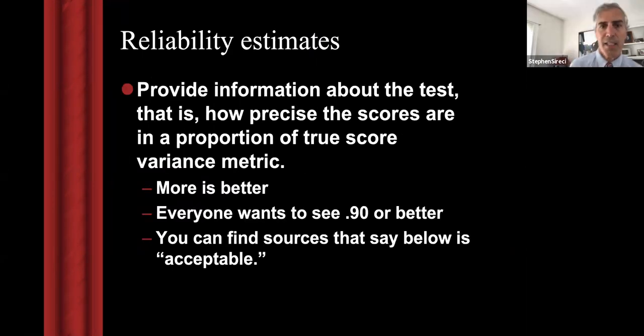So reliability estimates are used to help us evaluate a particular test. If you're a teacher or a school administrator or someone working in a state or district, and you see that a test has a reliability estimate of like 0.5, you're not going to want to use it. The closer you get to 0.8, 0.9, the happier you're going to be with that. So reliability estimates are really measures that gauge something about the test scores. More is better.